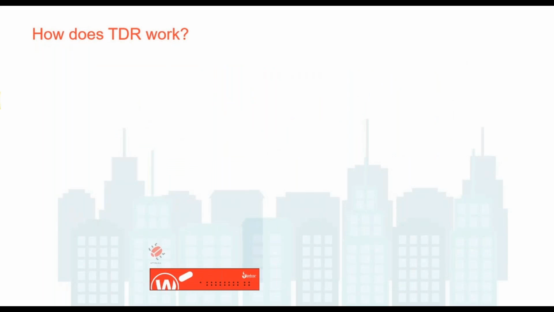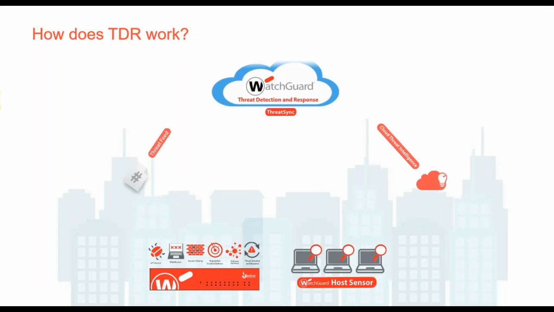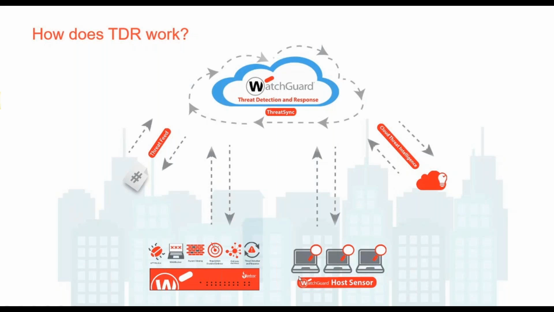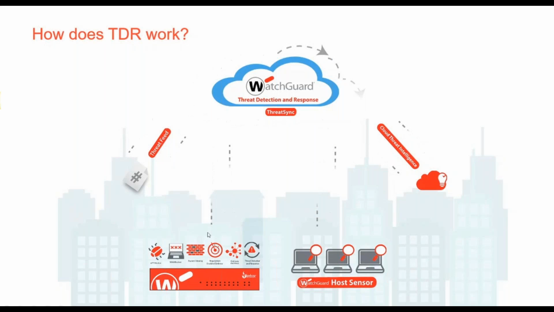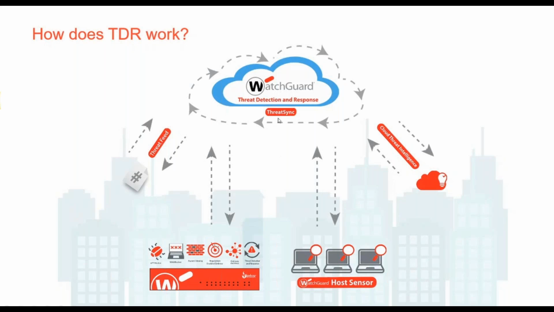So how does TDR work? Mainly, it's a cloud-based solution. You're going to have the host sensors installed on the endpoints, and the endpoints here can be your laptops, servers, and also the firewall. We have the ThreatSync that is receiving the events from both sources, to find out if there is an attack and respond to that attack automatically once the policy is set up to do so.